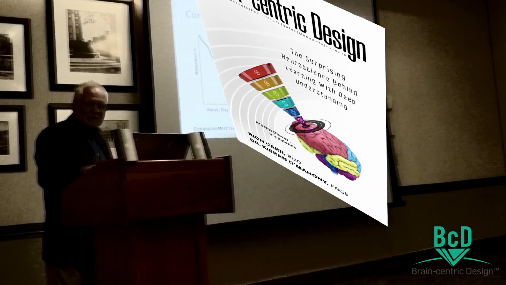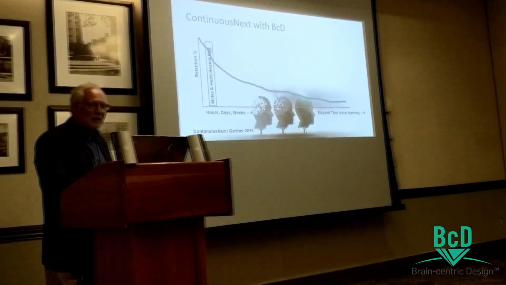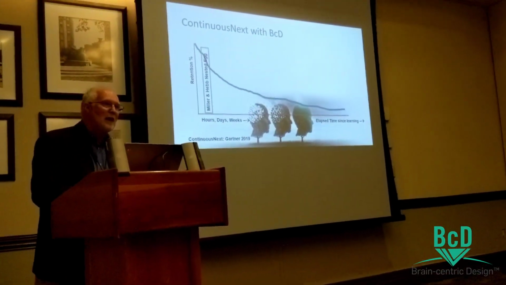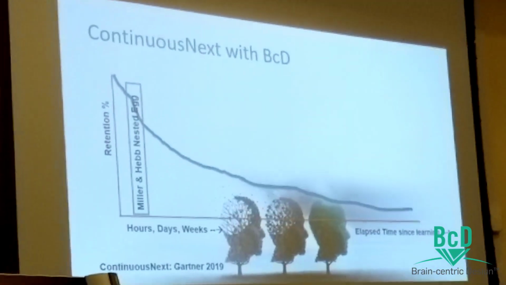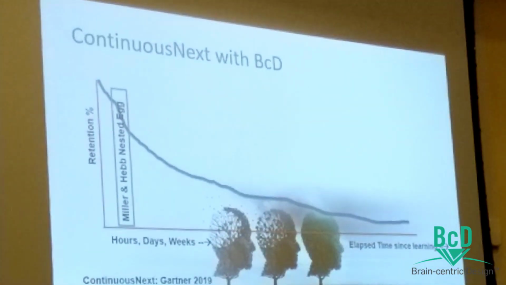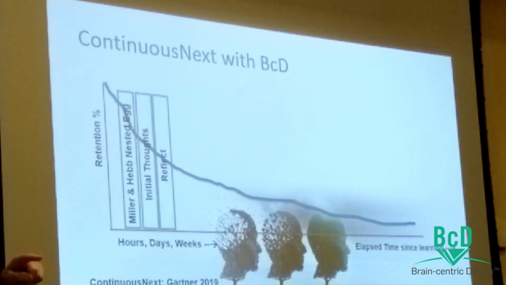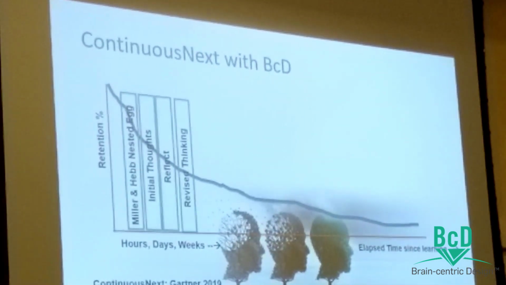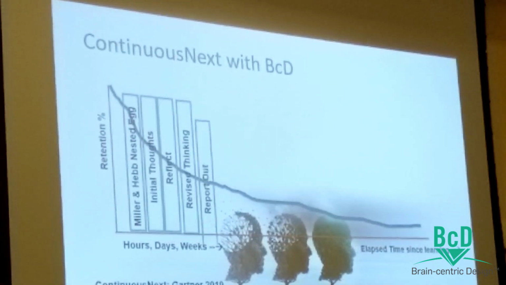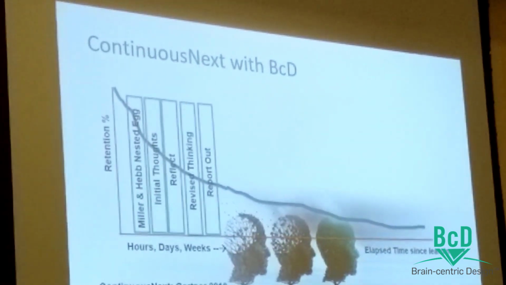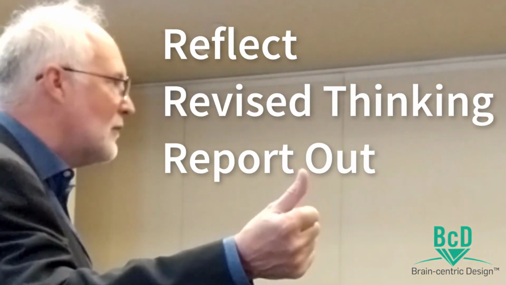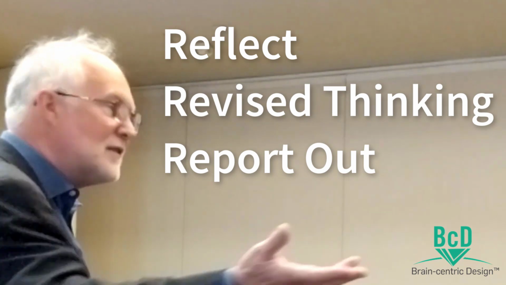This is Ebbinghaus's model. Watch what happens when we do it. We introduced Miller and Hebb. Hebb was the famous neuroscientist who said neurons that fire together, wire together. Then we have initial thoughts, which you just did. We had the reflect and the report out, or the revised thinking and report out. These are the new 3 R's. In the last century, 3 R's were reading, writing, and arithmetic. Today it's reflect, revised thinking, and report out. You guys just did that.